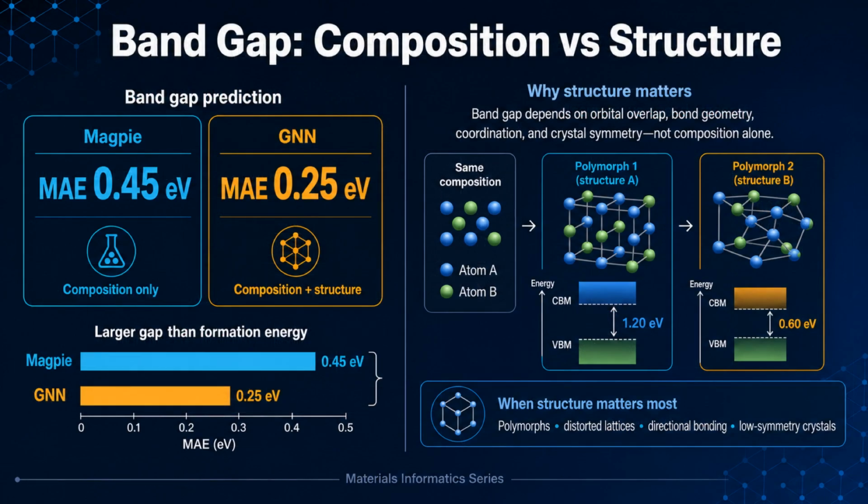Band gap prediction shows a larger gap between methods. Composition-based approaches have higher error, while GNNs achieve better accuracy. Band gap depends more strongly on crystal structure through orbital overlaps and symmetry. This explains why structure-based methods have a larger advantage for electronic properties than for energetic properties.